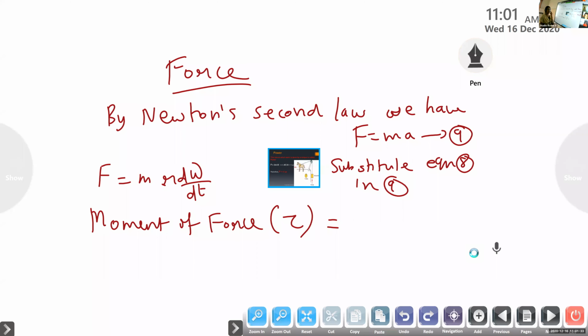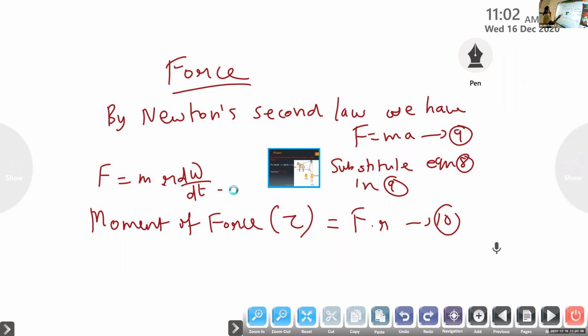In rotational motion, we have learned the term torque, correct? Analogous to linear motion, the force is torque. My question is, what is the equation for torque? Anyone? Dia, can you tell me the equation for torque? F into perpendicular distance. Correct. Force into perpendicular distance, that is force into r. That is equation 10.